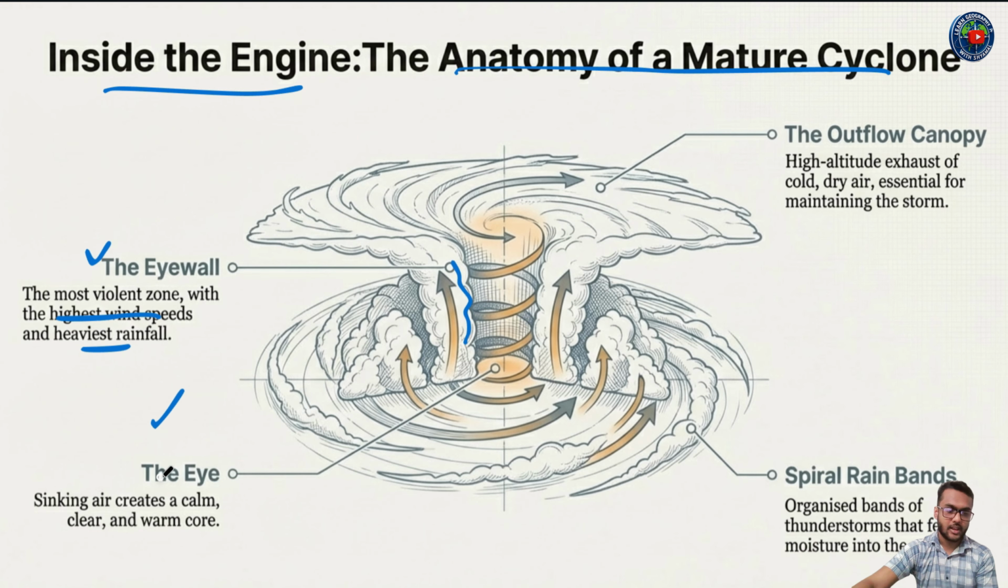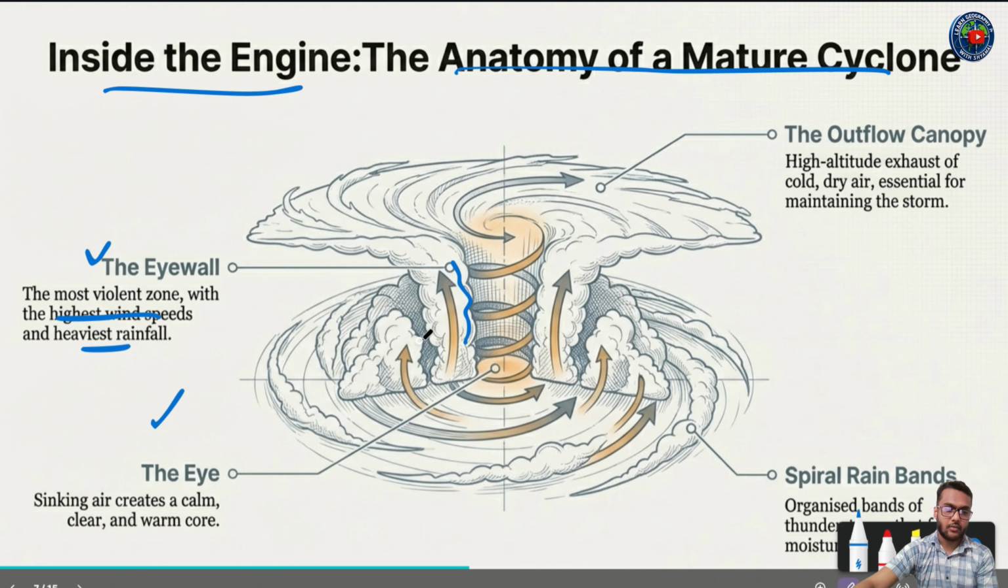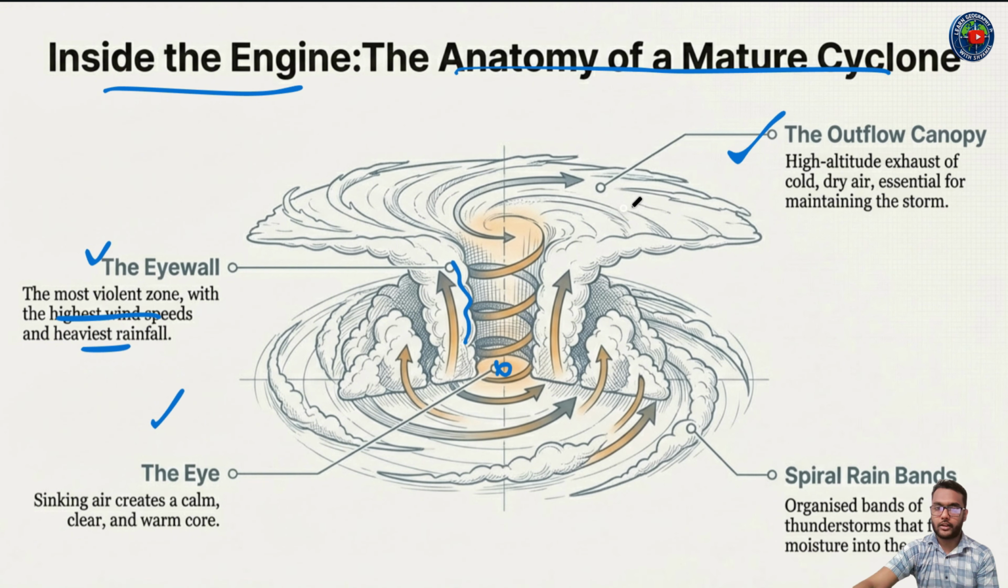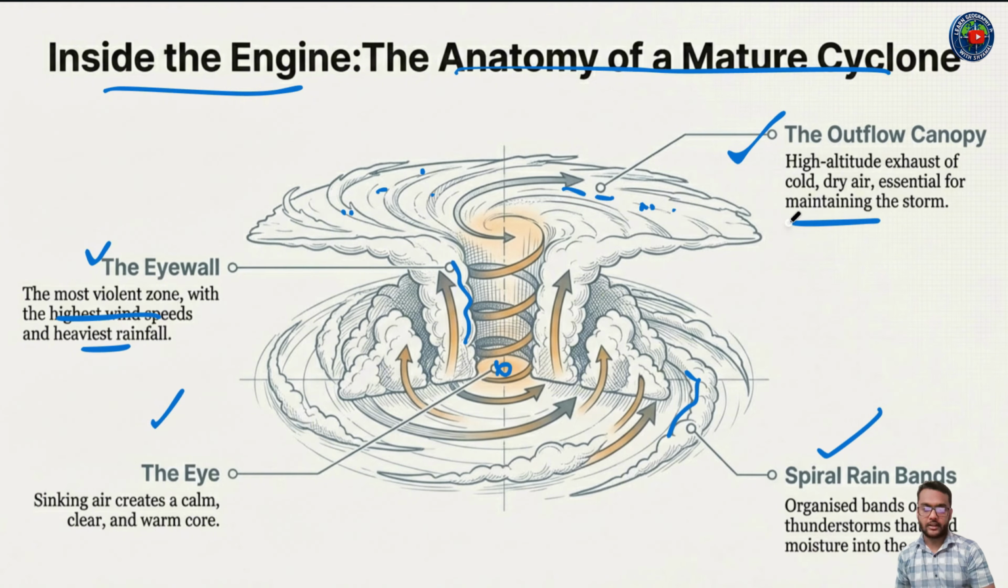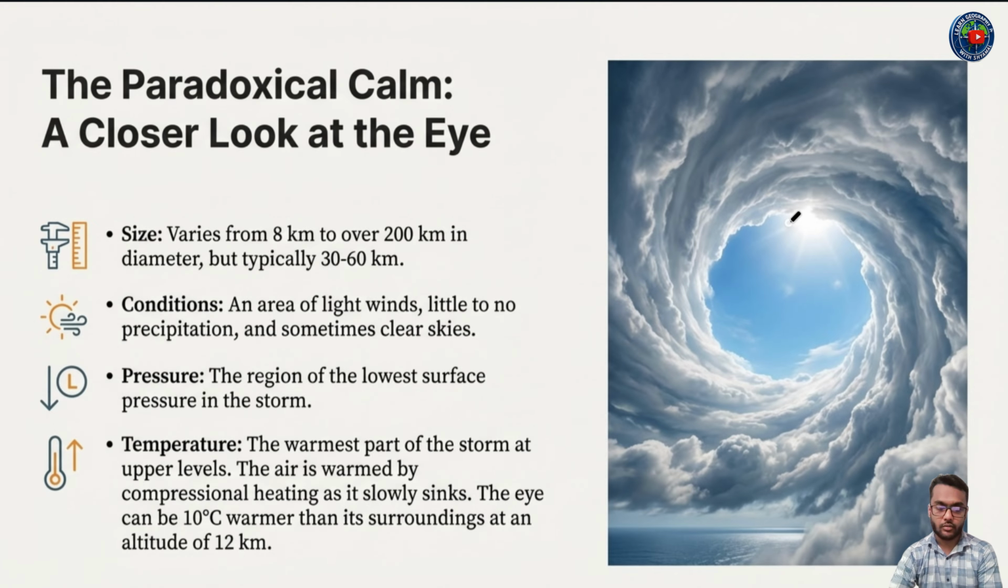Then the eye, sinking air in a clear and warm core. Then the outflow canopy, this portion: high altitude exhaust of cold, dry air essential for maintaining the storm. Then spiral rain bands. These are organized bands of thunderstorms that feed moisture into the core.